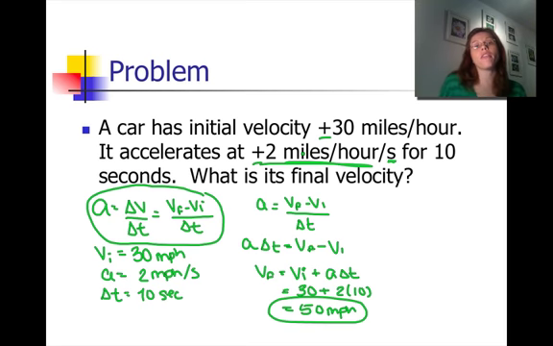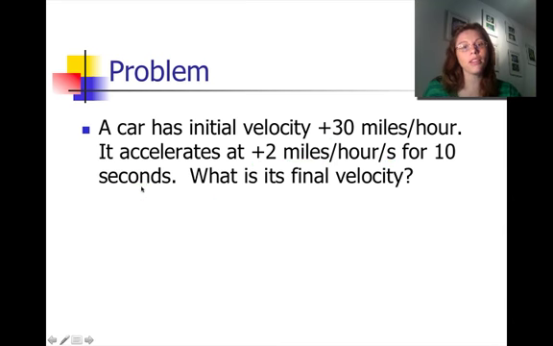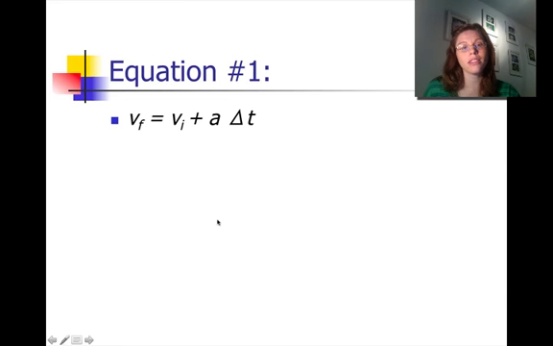You could write out your reasoning on your paper. I never want to see just an answer from you guys. I always want to see your reasoning, your line of reasoning in your work. So either way would work. Okay, so let's go to the next slide.